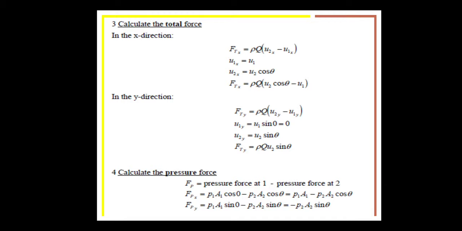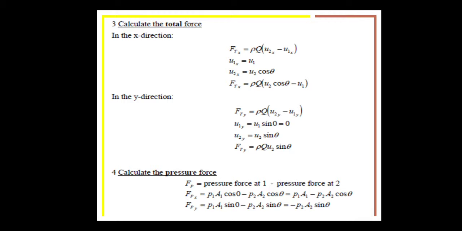Then the u1 and u2 magnitudes are equal. u1x is equal to u1. Then what is u2x? According to the triangle notation, u2x is u2 cos theta. Then F of x is equal to rho Q, where u2x is u2 cos theta, minus u1. So the horizontal force is equal to rho times discharge Q times (u2 cos theta minus u1).